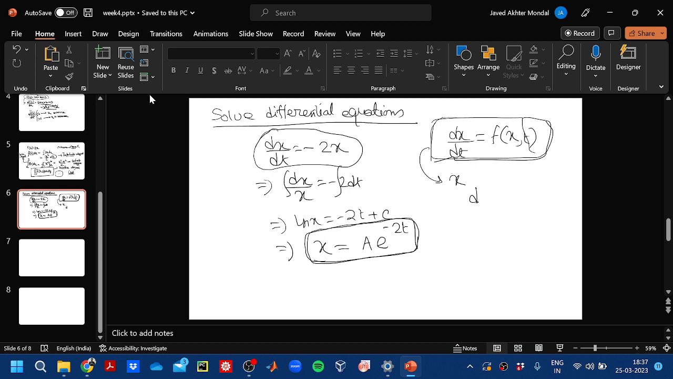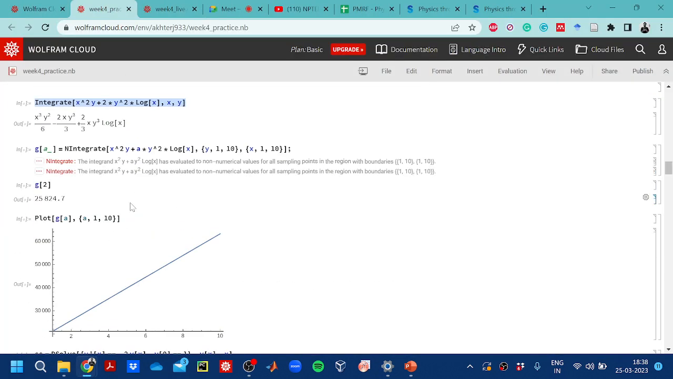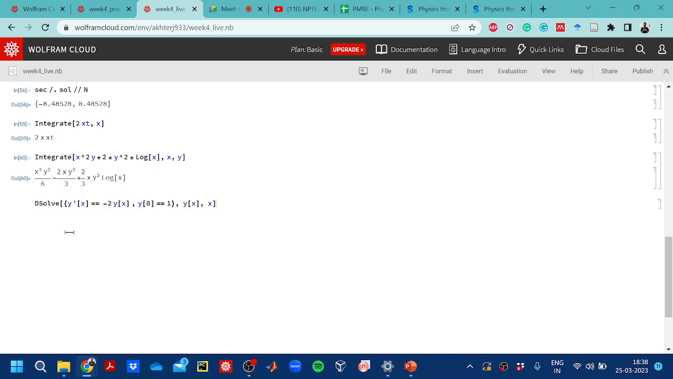So in the case of the damped harmonic oscillator, we have this second order differential equation: d²x/dt² plus gamma dx/dt plus omega square x equal to 0. You only have to feed in this equation, and Mathematica will evaluate it and give you the functional form of x as a function of t. So let us see how we can do that. First let me type here, and now let me explain what this is doing.